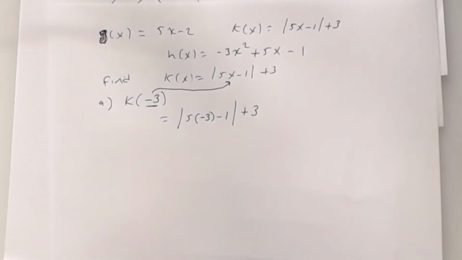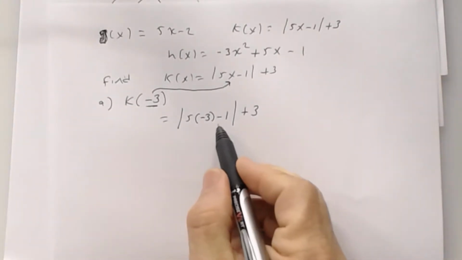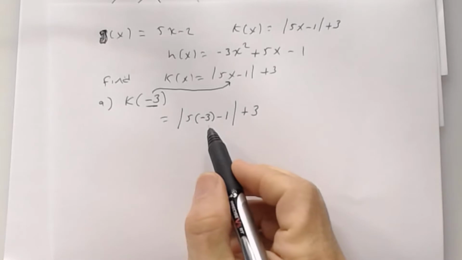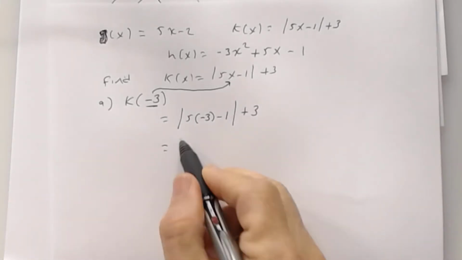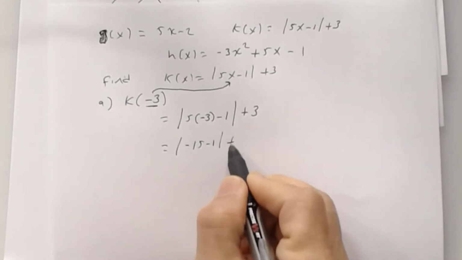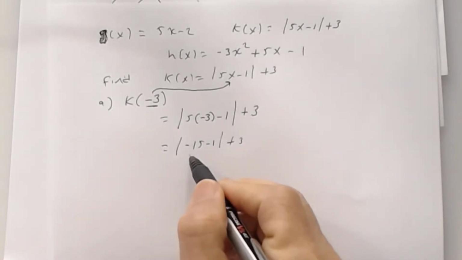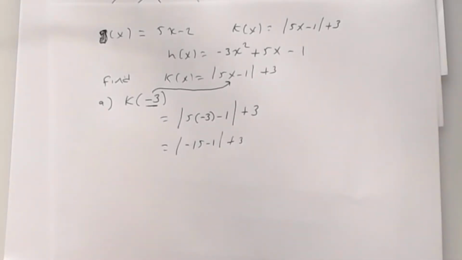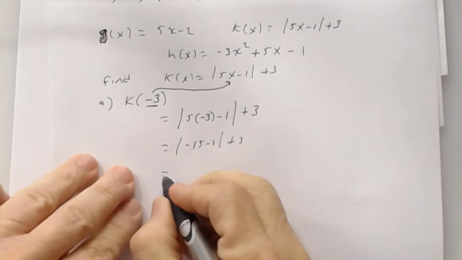Okay, so inside that absolute value bar, you can think of the absolute value bar as a grouping symbol. I have a multiplication and a subtraction. What do you do first? Multiplication. So I get the absolute value of negative 15 subtract 1 plus 3. Absolute value of negative 15 minus 1. What's a negative 15 and a negative 1? Negative 16.